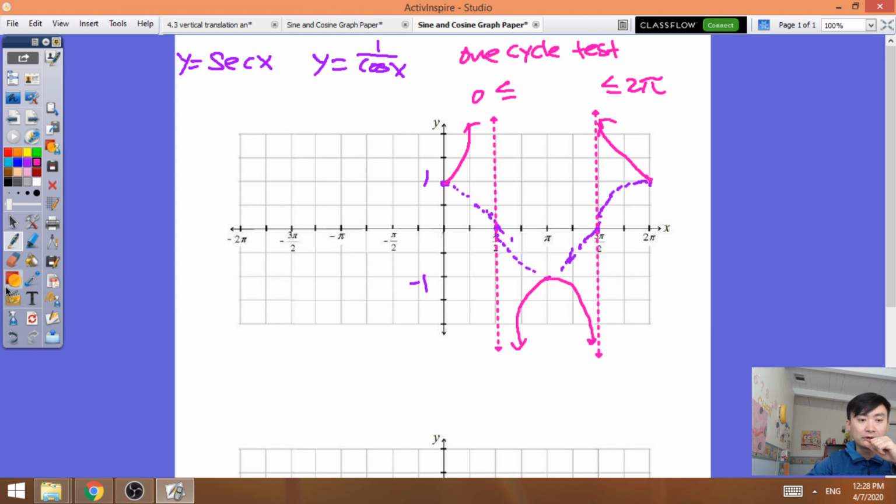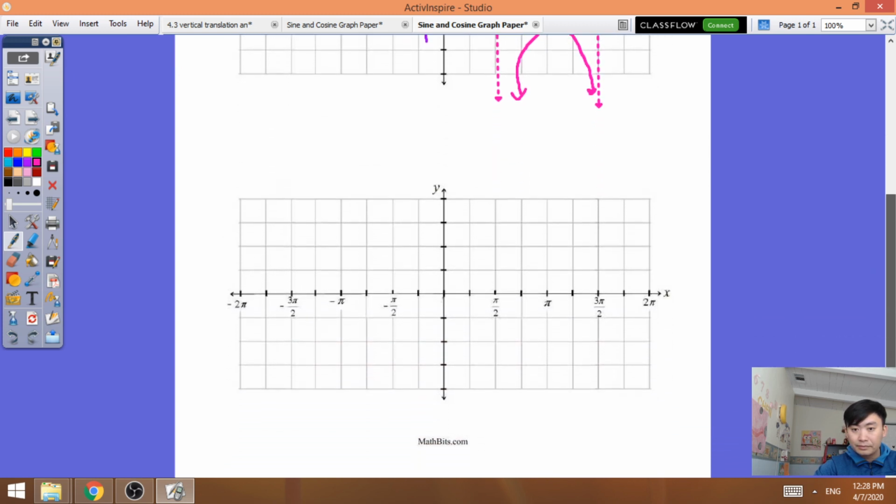And then what about for cosecant? So now take a look at that for cosecant down at the bottom. So let's say that we do have y equals cosecant of x. So we do know that cosecant is 1 over sine of x. So that means we need to sketch the graph for the parent function of sine of x.